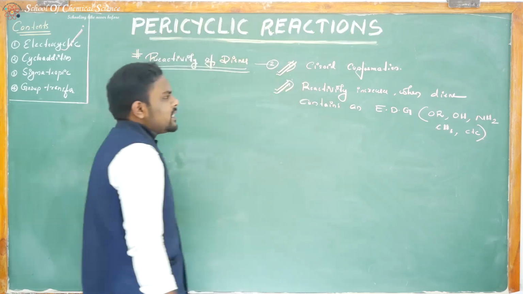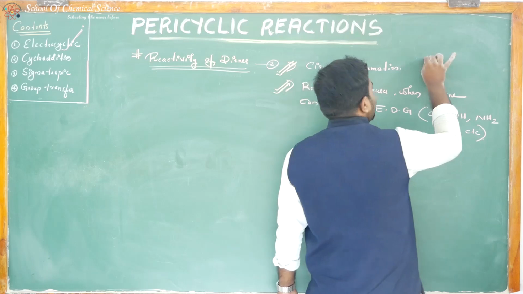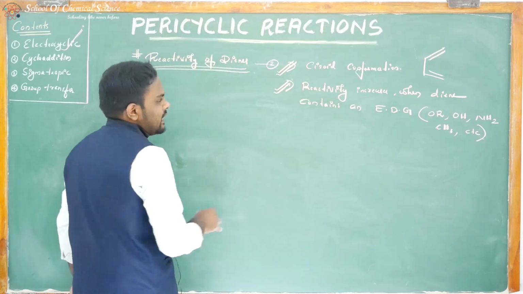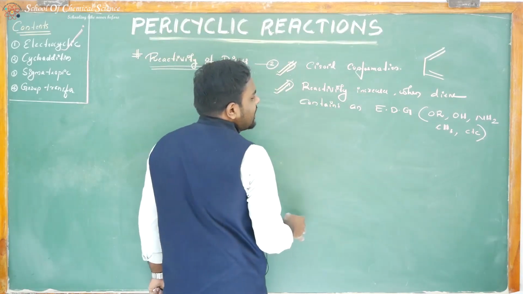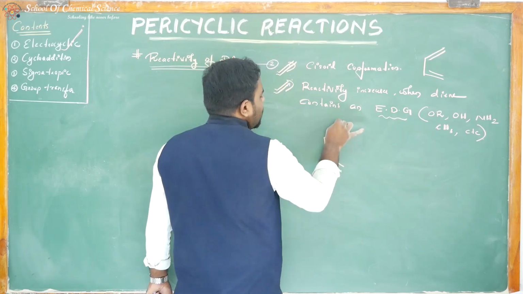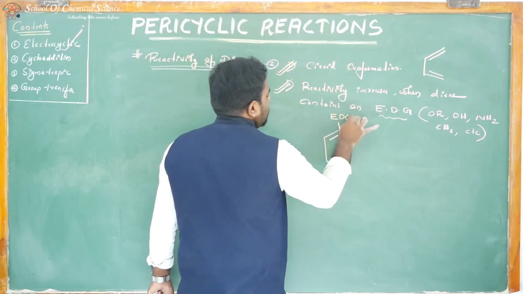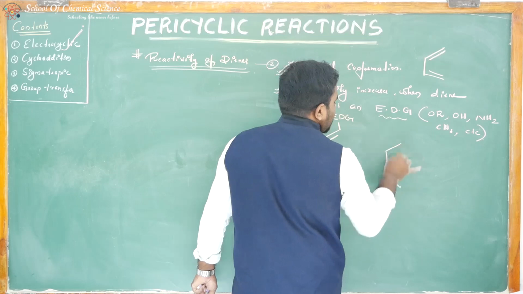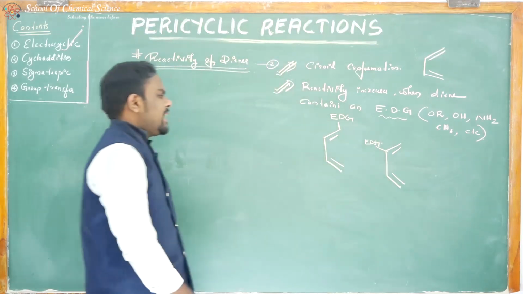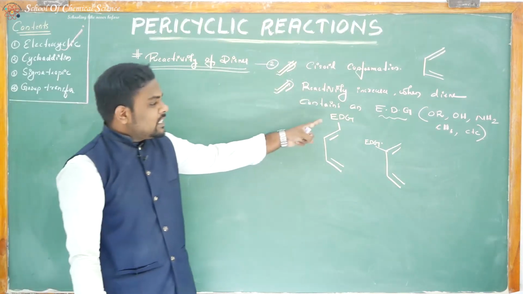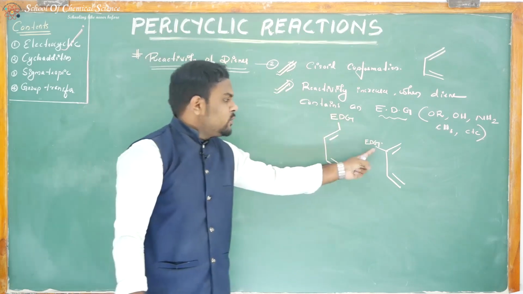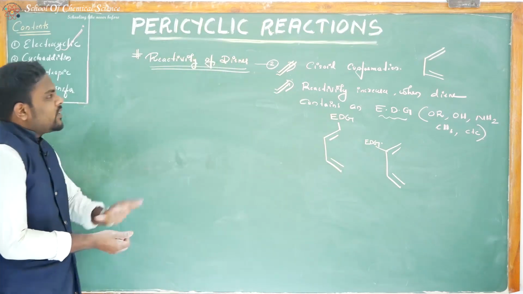First one, the diene must be in cisoid conformation. This is the cisoid conformation, the two double bonds on the same side. Second, reactivity increases when the diene contains an electron donating group, EDG. Mainly in this position: if the electron donating group is at the first position, then reactivity is very high compared to this position. So these are the two factors affecting the reactivity of diene.